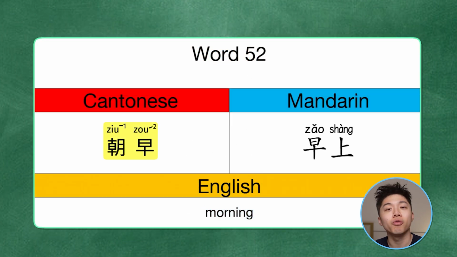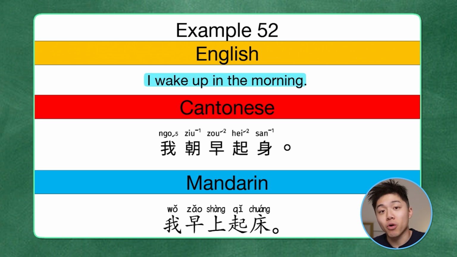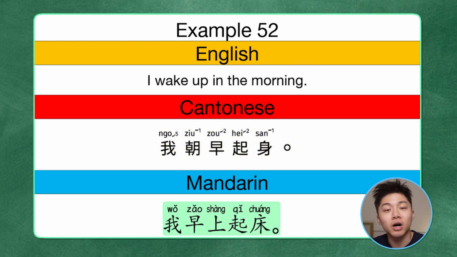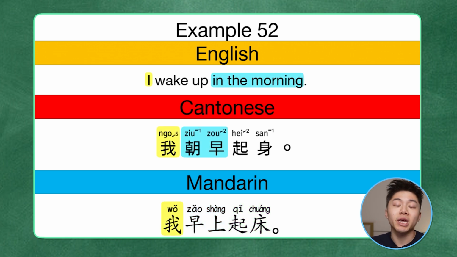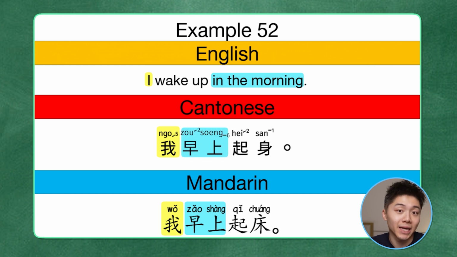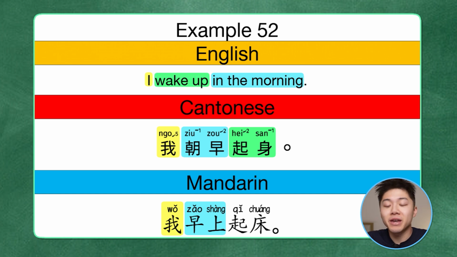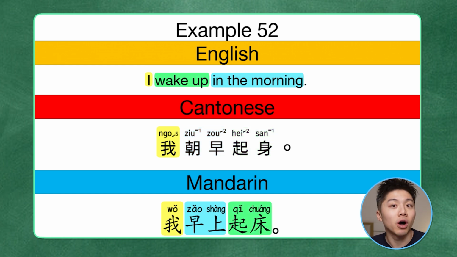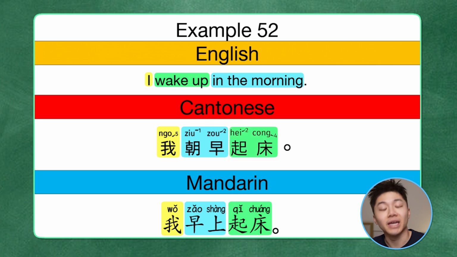In Cantonese 朝早, in Mandarin 早上. 早上 can also be used in Cantonese as well. For example, I wake up in the morning. In Cantonese is 我朝早起身, in Mandarin 我早上起床. 我 is I. 朝早 means in the morning, in Mandarin 早上, though 朝早 is what's most common in Cantonese. And then 起身 means to get up out of bed. In Mandarin, typically we say 起床.